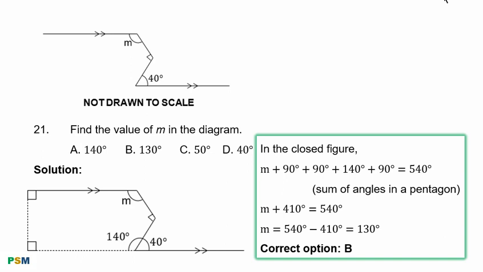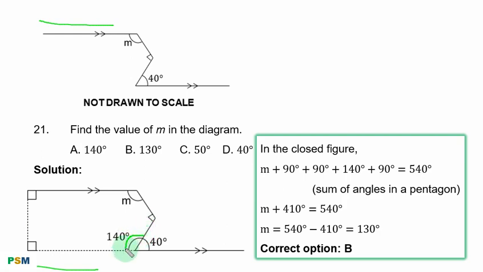Question 21, find the value of m in the diagram. Solution: to do that, we simply adjust this diagram to this form by extending this side and closing this side. For us to have angle 90 degrees, this angle is also 90 degrees.